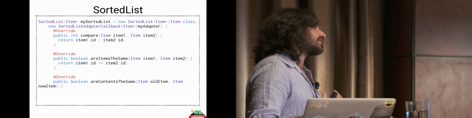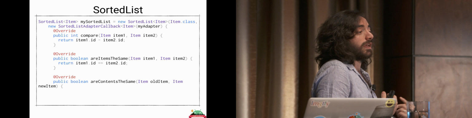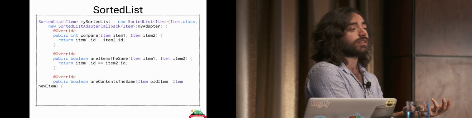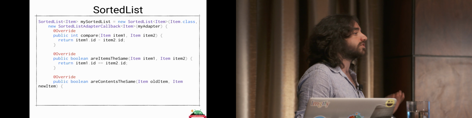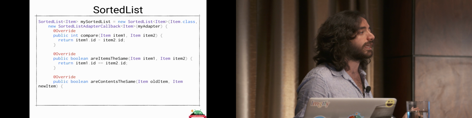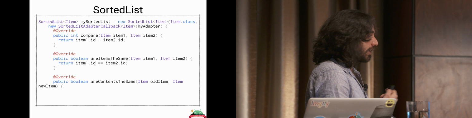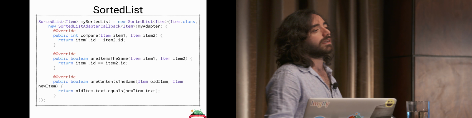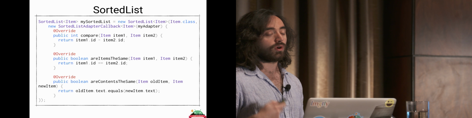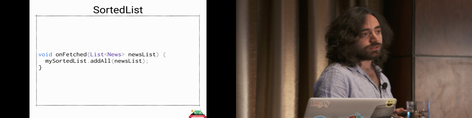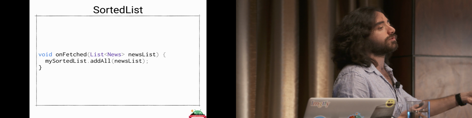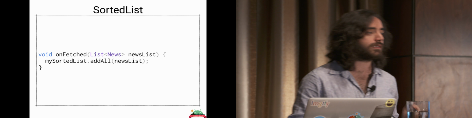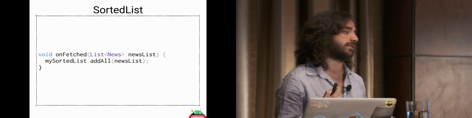So by using this API, sorted list can just say, you know what, this news looks the same, I will just not tell anything about it, so that RecyclerView can just reuse the same view holder without calling any other method. And when you reuse the view holder as is, it's very cheap because all of the cache just works. When you use sorted lists, all you do is when you fetch the list of news, you add them to your sorted list, and that's it. It takes care of notifying the adapter as the data changes.